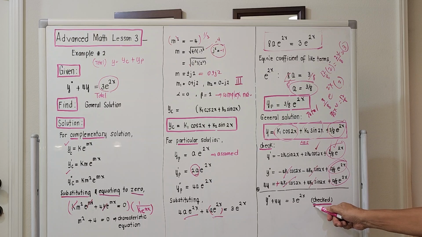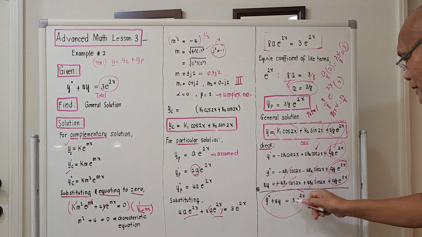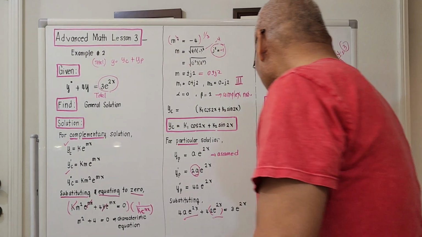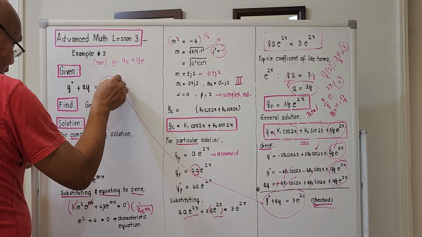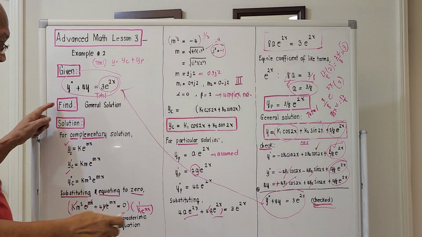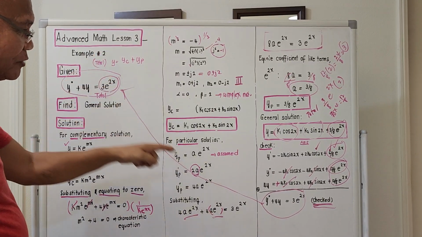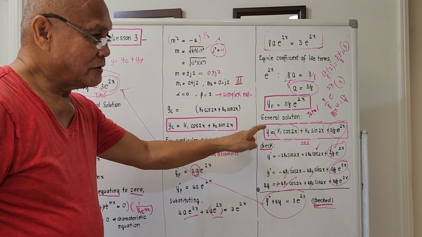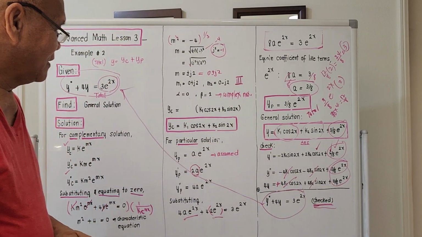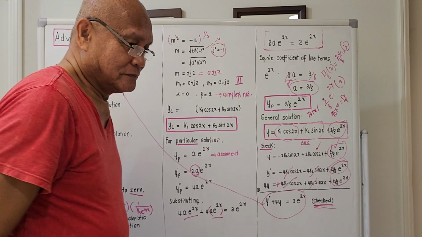It is checked. Why is it checked? If you try to compare this one with the given original problem, they are similar. That is y double prime plus 4y equal to 3e to the 2x. So our total general solution is correct. Meaning, the complementary and particular are also correct.